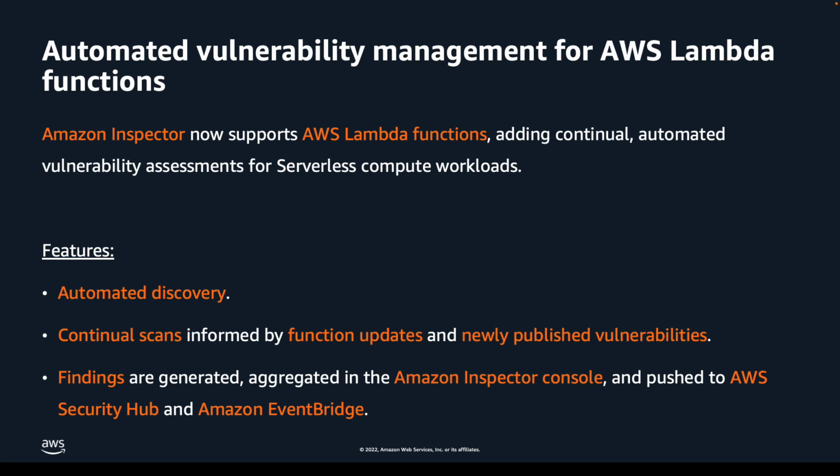All functions are initially assessed upon deployment to Lambda service and continually monitored and reassessed, informed by function updates and newly published vulnerabilities. When vulnerabilities are identified in the Lambda function or a layer, actionable security findings are generated, aggregated in the Amazon Inspector console, and pushed to AWS Security Hub and Amazon EventBridge, where you have the ability to configure automated remediation actions.